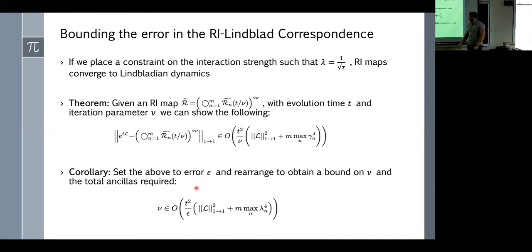You get an immediate corollary by this, because this is an error term in your simulation or convergence. If you set this equal to epsilon and just rearrange, you now have an upper bound on ν, which you can think of as the number of interactions we need to slowly converge to these Lindblad dynamics. And this gives us a starting point for our quantum simulation algorithm, because we know how many maps we need to implement with ν, and then we know the complexity of implementing those unitary maps. We can come up with an overall simulation scaling.